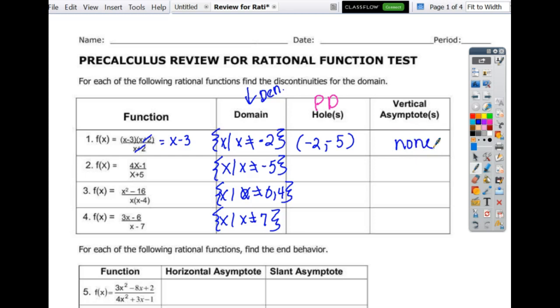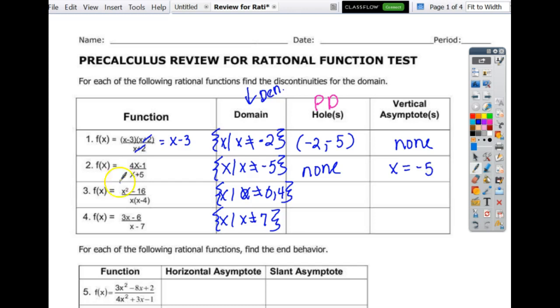So for this next column, does anything cancel out? So this is none. I want the vertical asymptote. So is something left in the denominator? Yes. So this is x equals -5. So for this one, do I just fill things out? What do I have to do first?